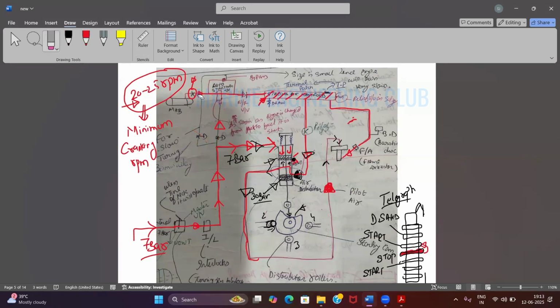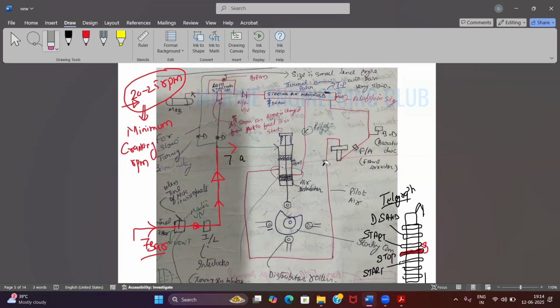Sir, the distributor cam, does it rotate? Yes, it is rotating along with your camshaft. Okay, along with the cam. Sir, the auto starting valve, what is it? I'll start one more time.